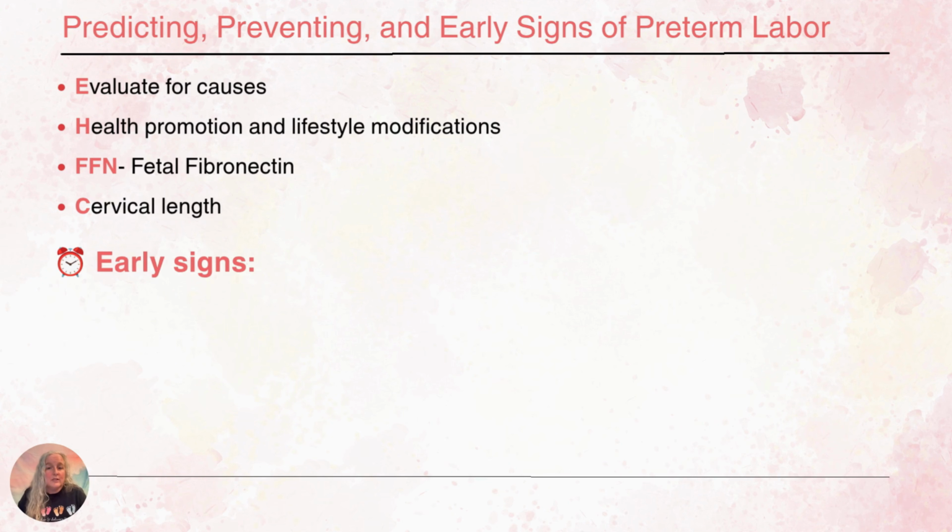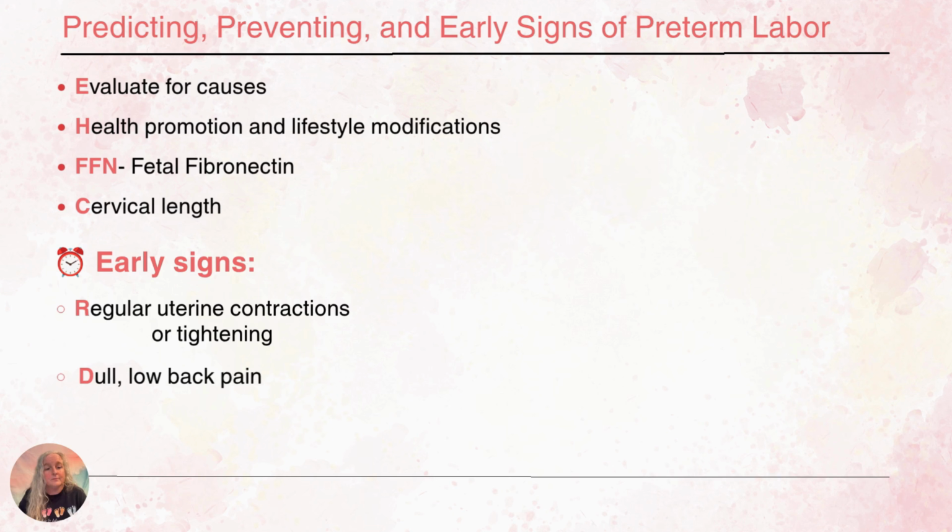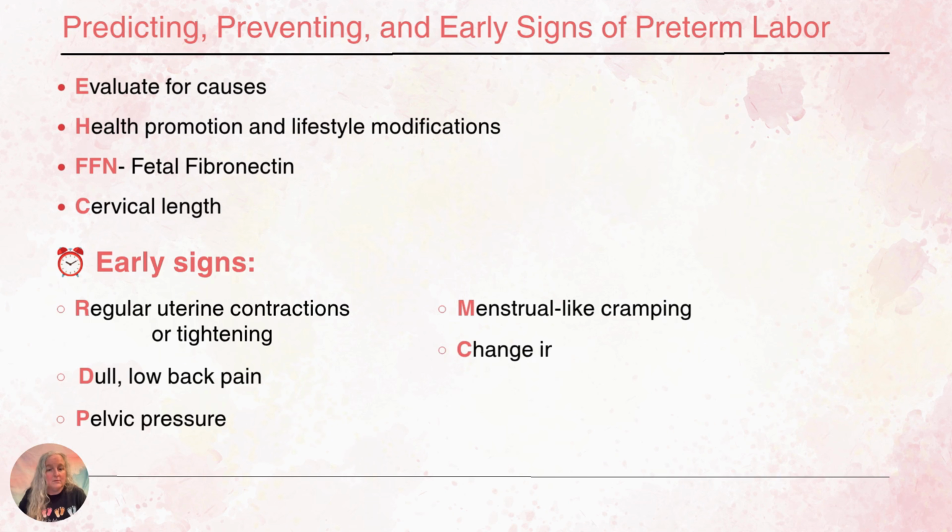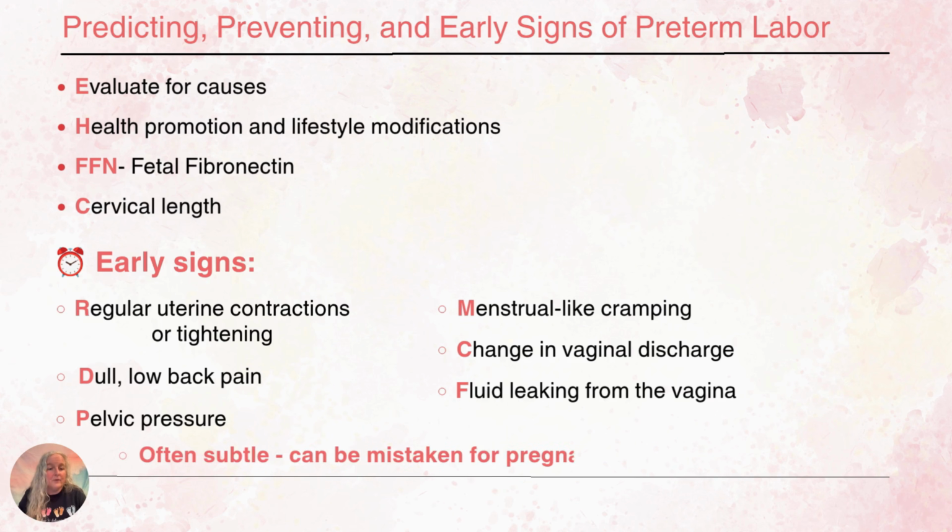To recognize early signs of preterm labor, we would be looking for regular uterine contractions or tightening, dull low back pain, pelvic pressure, menstrual-like cramping, changes in vaginal discharge, or fluid leaking from the vagina. Oftentimes, these signs can be very subtle and can be mistaken for normal pregnancy discomforts like back pain and pelvic pressure.